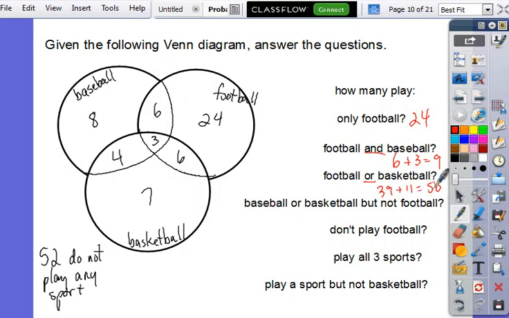All right, look at this next one. You got 39 was the football one, 24, 6, 3, and 6. And then I added the 11 for the basketball.